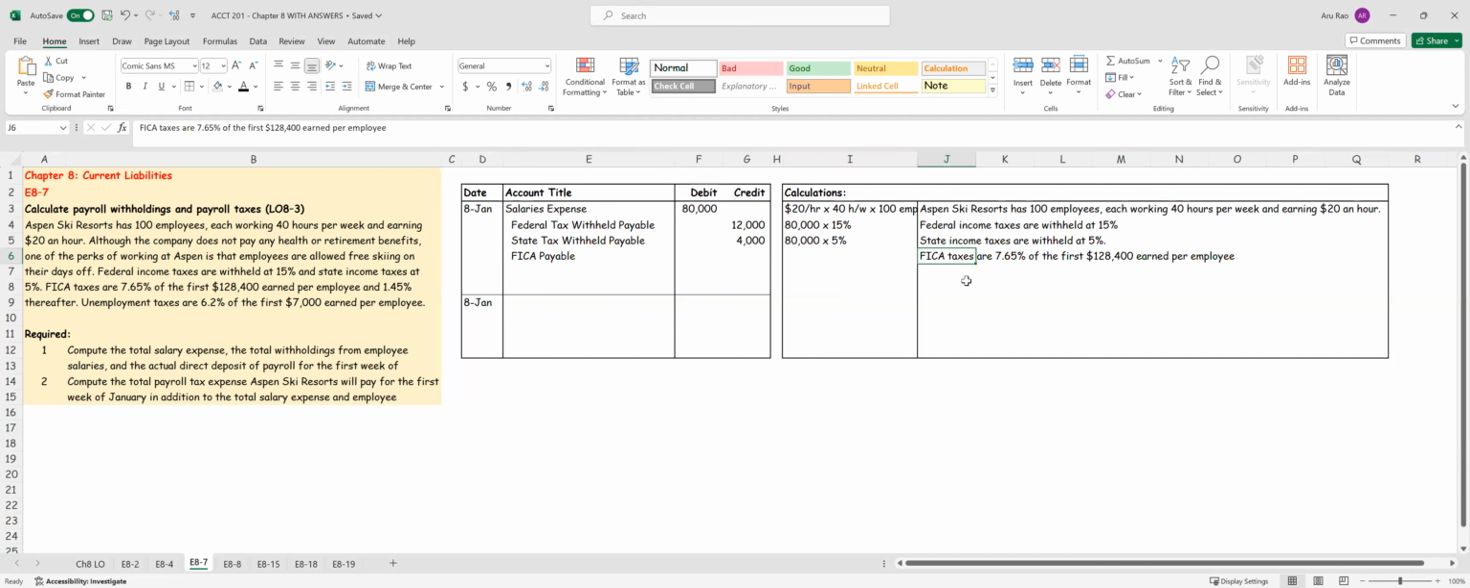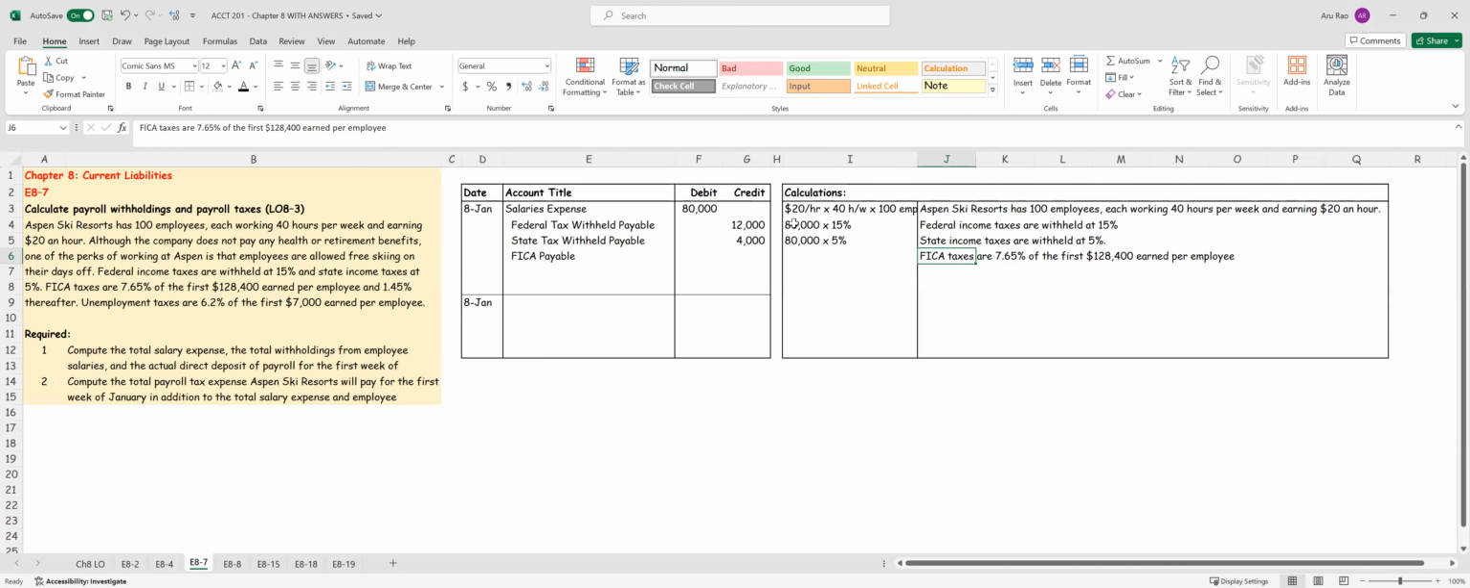The Medicare tax is paid on all income that is earned. The Social Security tax is paid on the first, and this number obviously is old. The current number in the year 2023 is much higher than this number. As far as we're concerned, always go with the information given. The question is, per employee, have they exceeded this dollar amount of $128,400?